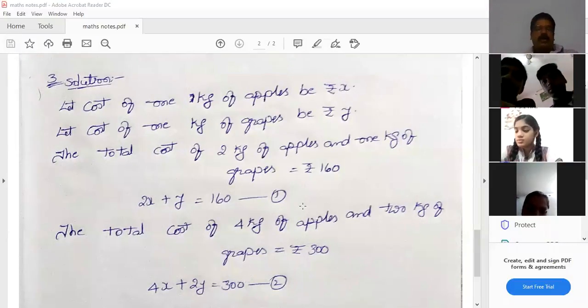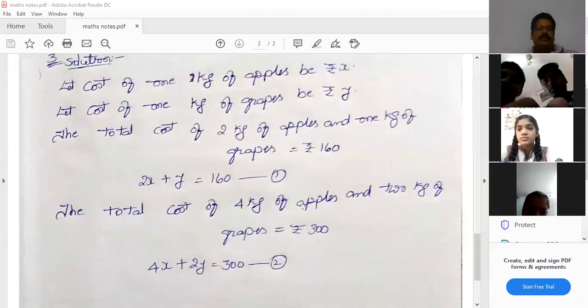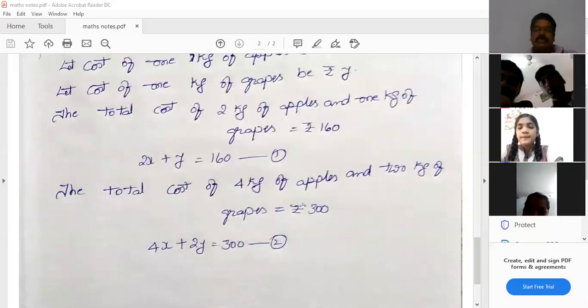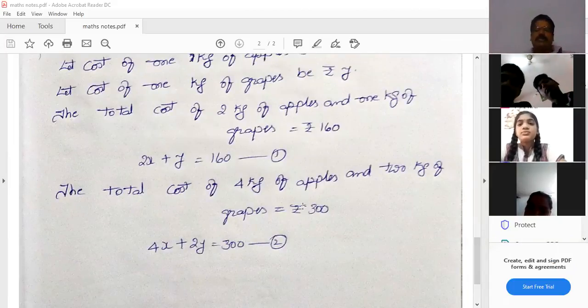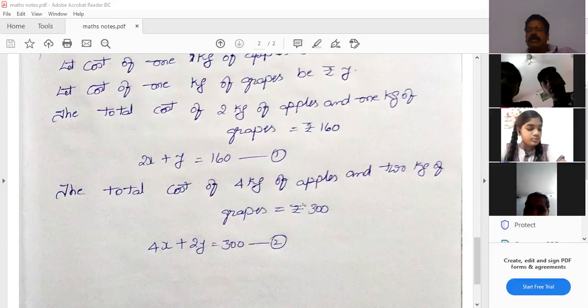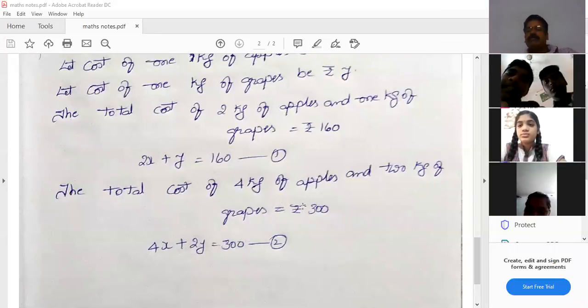Okay, now coming to the second equation. On the second day, the fruit seller purchased 4 kg of apples and 2 kg of grapes for 300. 4 kg of apples, 4x rupees, 1 kg X rupees, 4 kg is 4x. 1 kg of grapes, y rupees, 2 kgs, 2y rupees. Total he said. So 4x plus 2y equal to 300. This is the second equation. Understand? Now it is okay, Litish? Yes, sir. Okay. So now you can copy. These are the two equations.